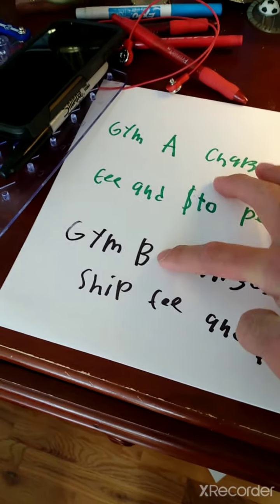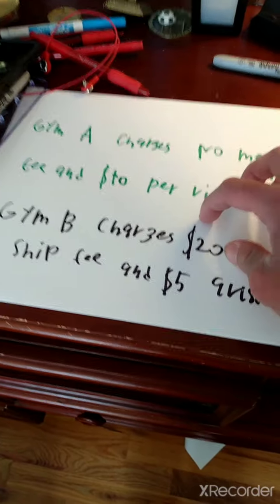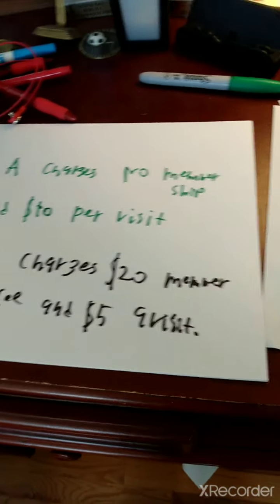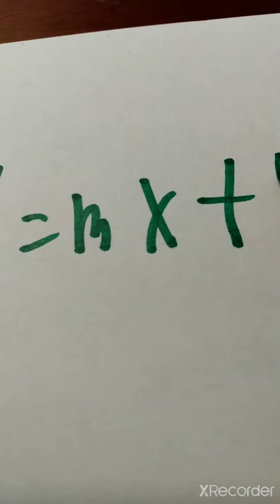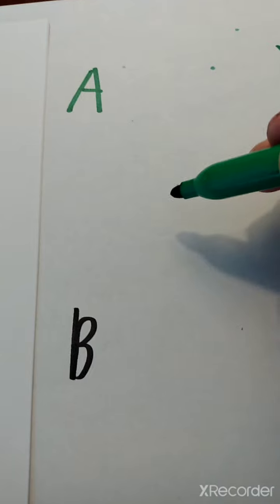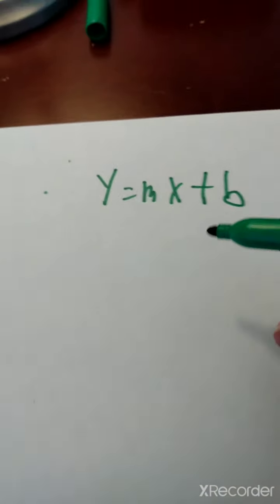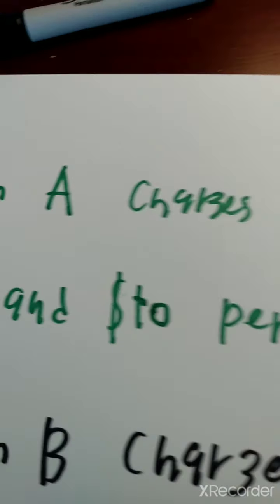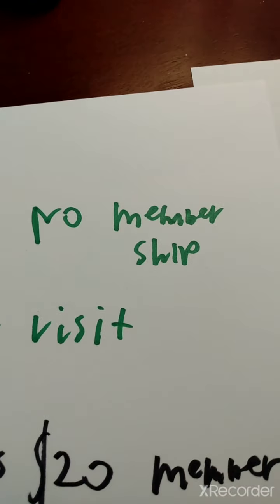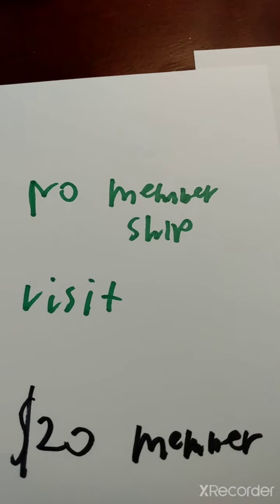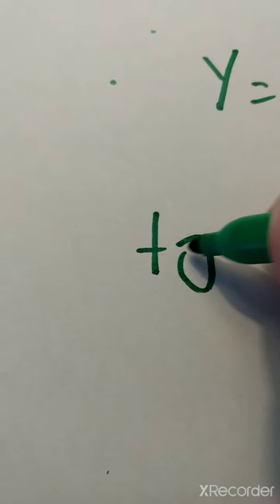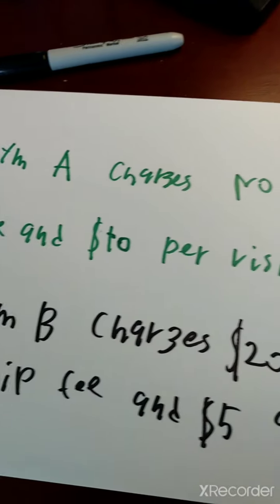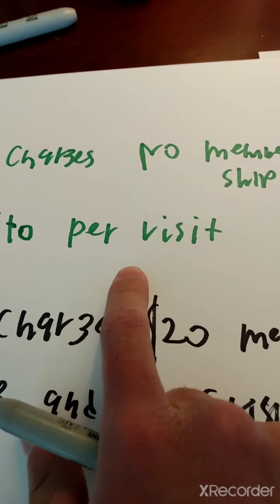So there are two gyms here, and that means there are two equations. Let's try to put these words into an equation. To turn these words into an equation, we're going to use y equals mx plus b form. But since there are two gyms, we're going to make two equations and compare them. So let's start. Gym A charges no membership fee. No membership fee means that b, the starting point, is 0. You don't have to pay anything to start. Then it is $10 per visit.